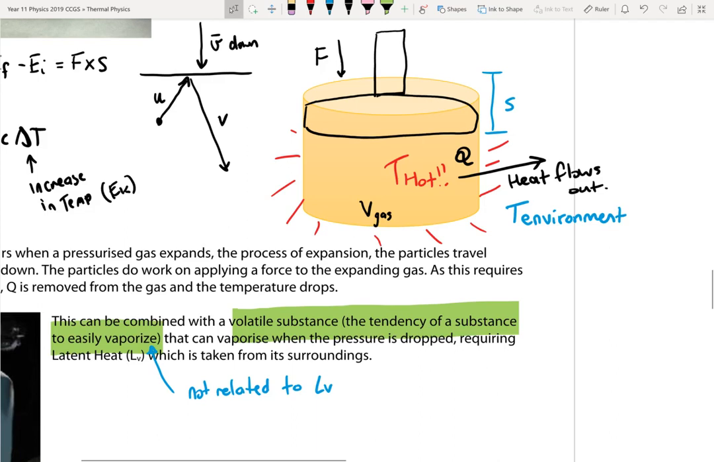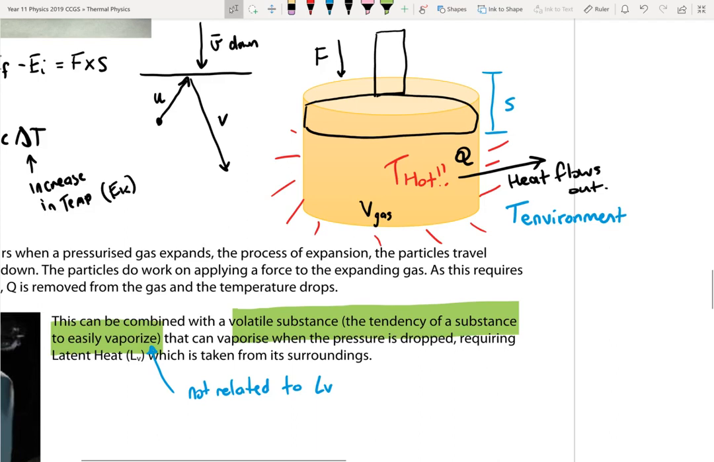So now what happens is, how can I explain this? If we were now allowed to expand that volume back out, the reverse process is going to occur.